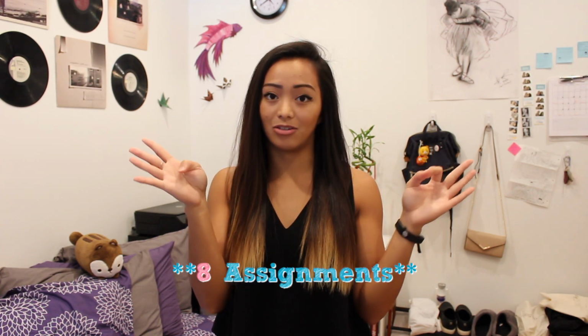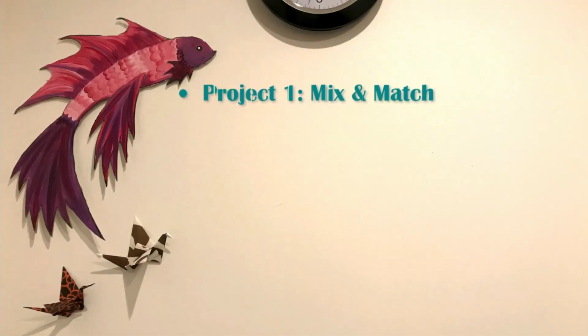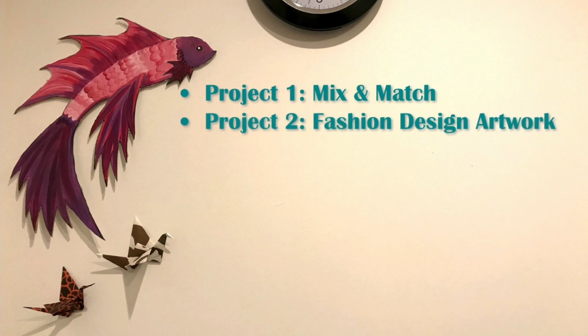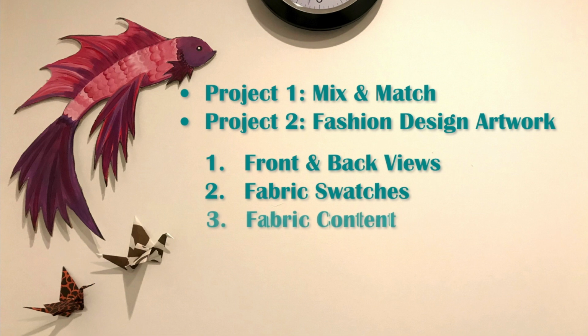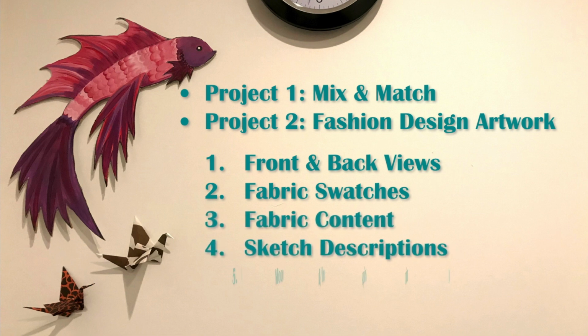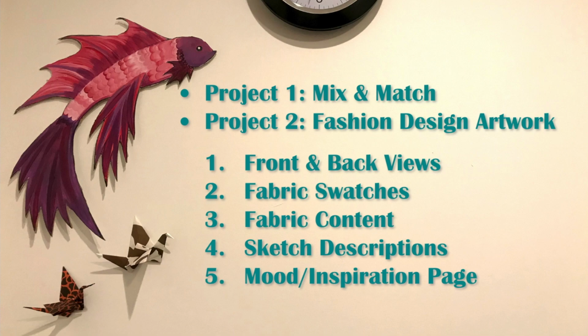I don't know why I broke it down like that, but you have technically 8 assignments to do on top of the FIT application. I mean, not to mention that for parts 2 and 3, which is Project 1 and 2, you need front and back views for all of your sketches, fabric swatches, descriptions of those swatches, and descriptions of your sketches from where you get your inspiration from. But don't worry, if you feel a little bit overwhelmed, it only means that you care.